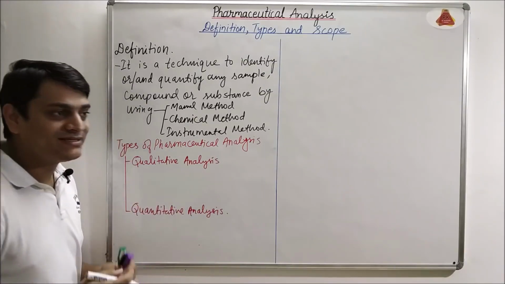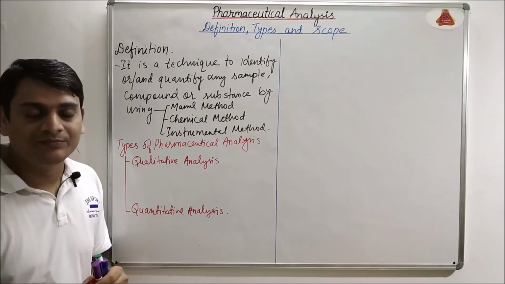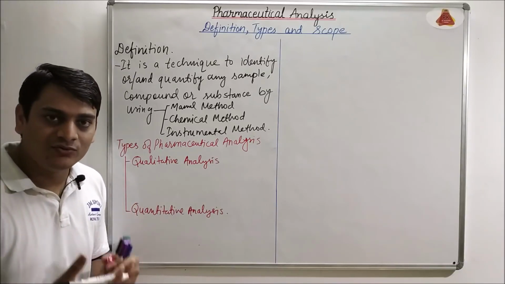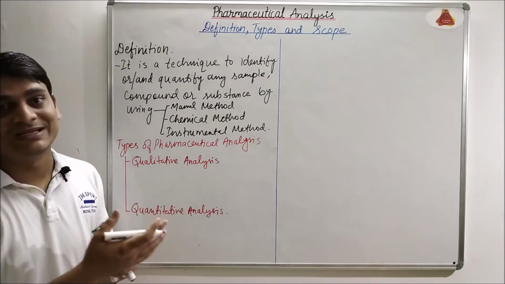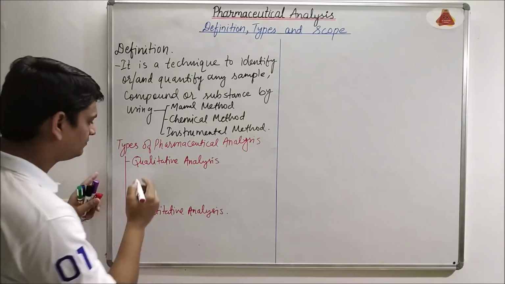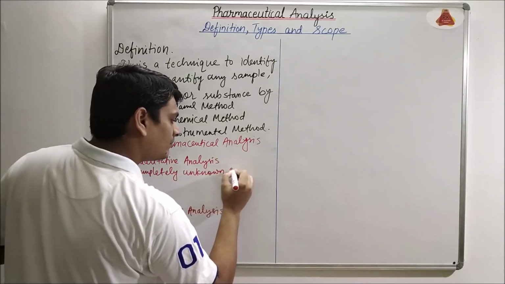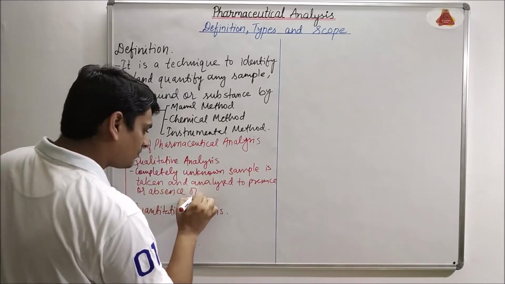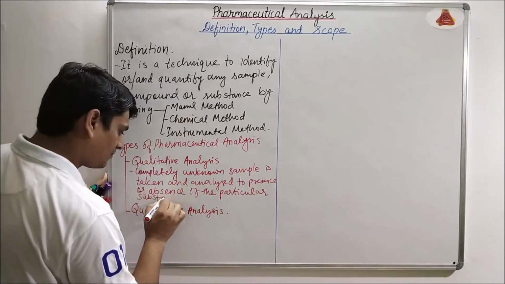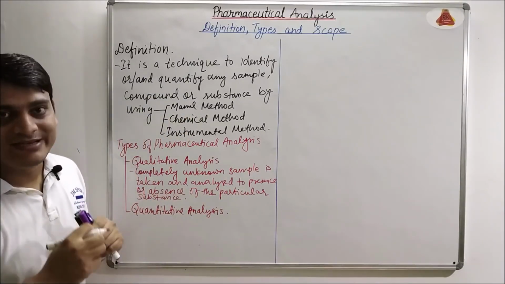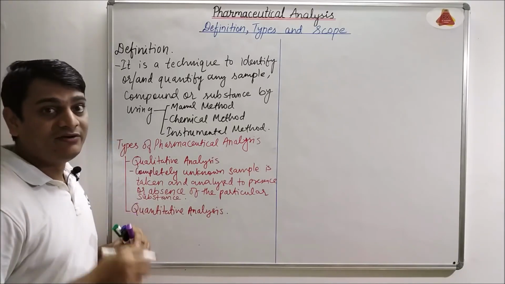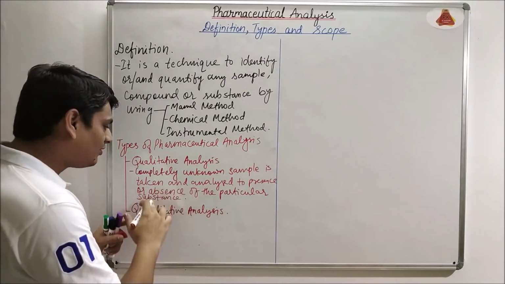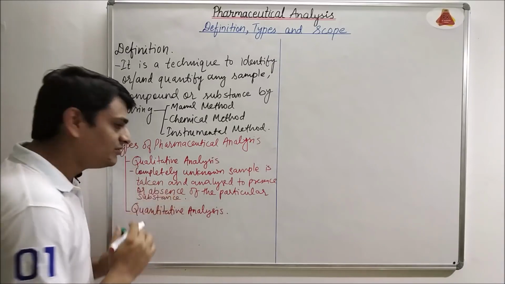In qualitative analysis, the analyst will take a completely unknown sample and that unknown sample will be analyzed, and after analysis we will be able to know about the presence or absence of the compound or sample. So in qualitative analysis, a completely unknown sample will be taken by the analyst and that will be determined by using a suitable method, and the analyst will be able to know about the presence or absence of the particular compound or substance.